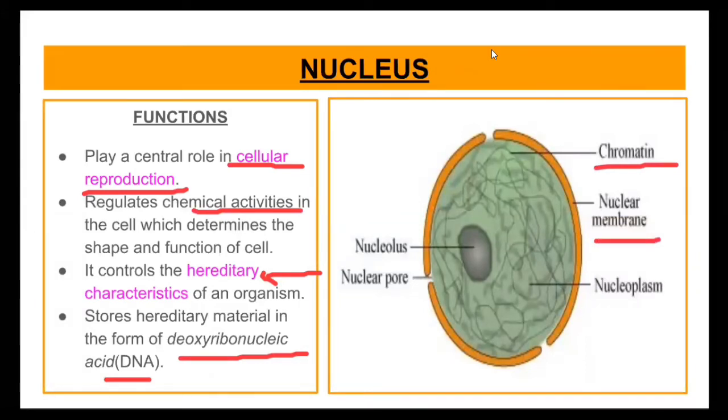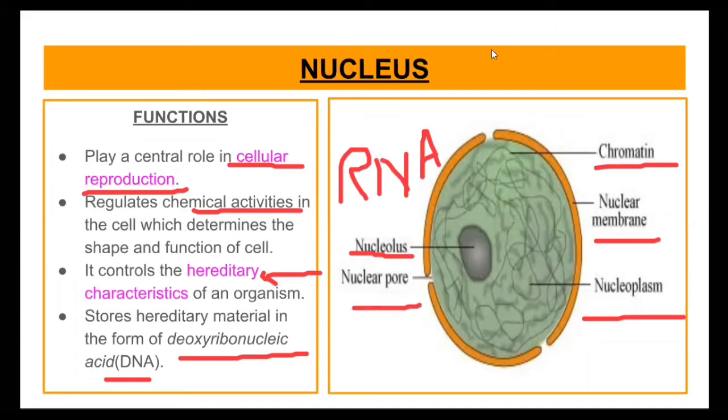As you can see, it is a double membranous structure. The nucleoplasm is the substance filled inside the nucleus. The nucleolus is the small part of the nucleus which is made up of RNA, as we have already discussed. And the nuclear pore, the pores which allow the movement of the materials inside and outside the nucleus.